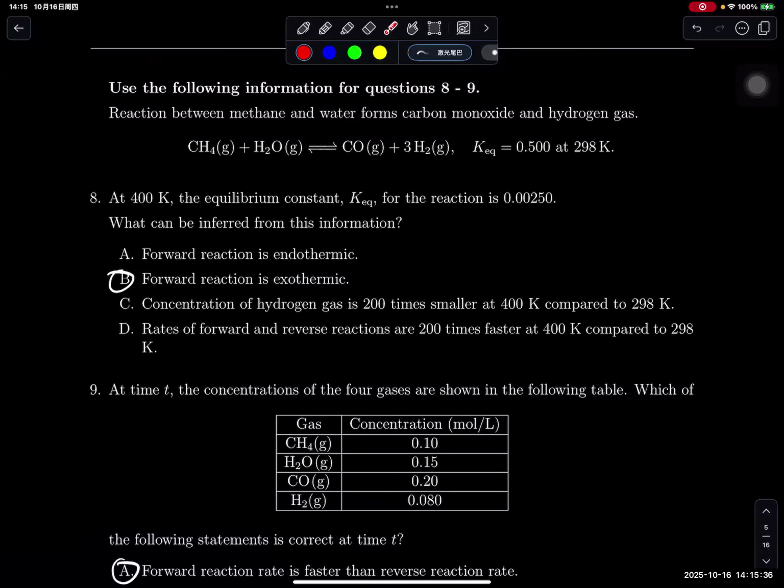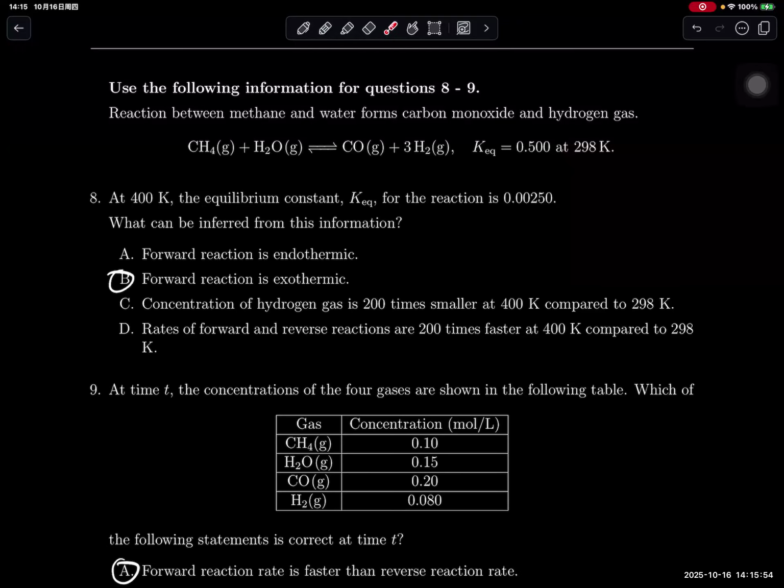Questions 8 to 9. Okay, so at 400 Kelvin, the equilibrium constant KEQ for this reaction is this. What can be inferred from this information? Okay, so it's given that at a smaller temperature, K is that. So at a higher temperature, K has reduced. That means at a higher temperature, the equilibrium position is toward the left. That means that if you increase the temperature, the system shifts left. So the leftward direction must be endothermic, which means the forward must be exothermic, by Le Chatelier's principle.